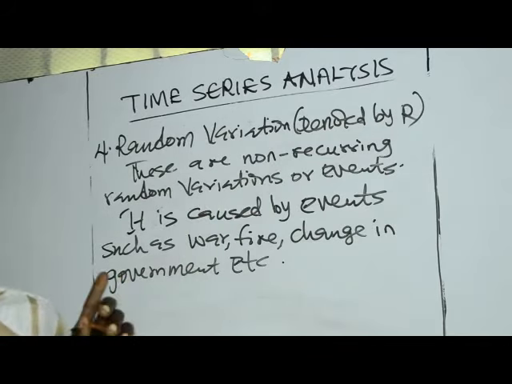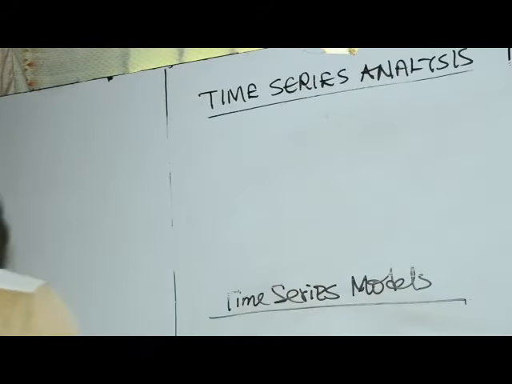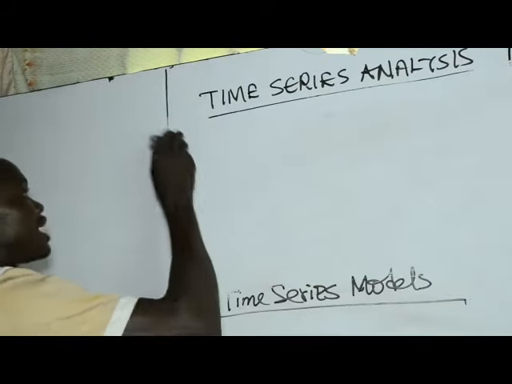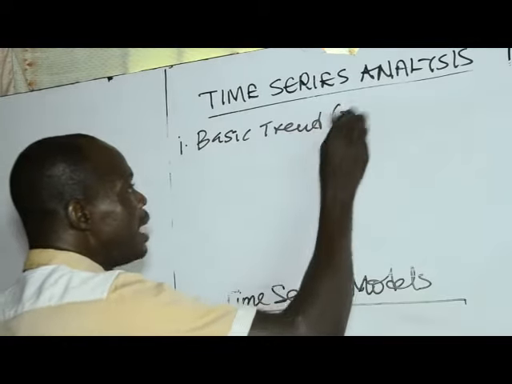So now, I want to consider the models, or let me say time series models. There are two models used in time series analysis. Remember, we have discussed 4 different components of time series. The number 1 component we have examined is the basic trend, which we have represented by letter T.